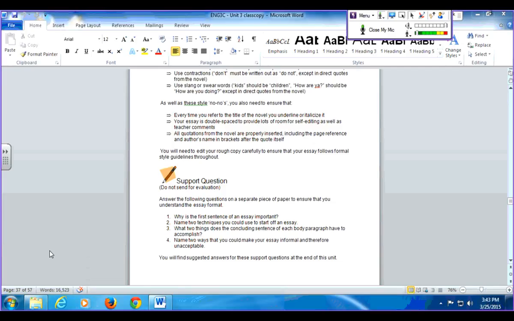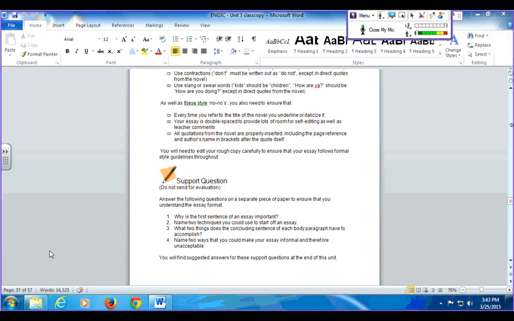And then finally, name 2 ways that you could make your essay informal and therefore unacceptable. We just looked at that. There's a lot there. Choose 2 ways and, when you do this on your own, try and put this into your own words. That's the biggest thing. Just answer them; the answers are in the back. I didn't read them out loud, but they're on page 54.